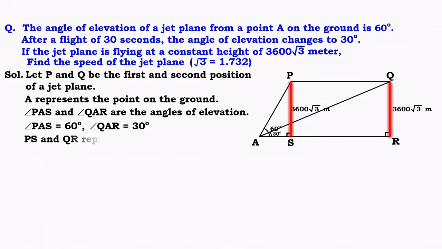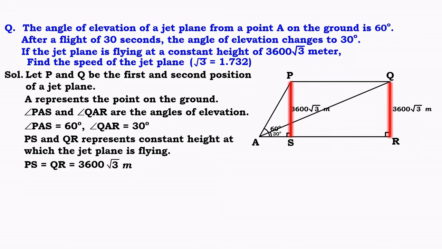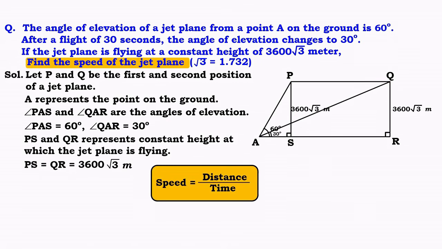PS and QR represent the constant height at which the jet plane is flying. Therefore, PS is equal to QR, which is 3,600√3 meters. The horizontal distance traveled by the jet plane is PQ, which is equal to SR. We will use the formula: speed is equal to distance divided by time. The time taken is 30 seconds. So, we first need to find the distance SR.